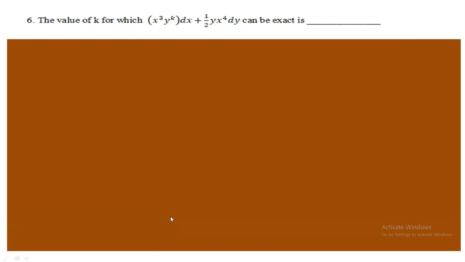Now, having this into account, what comes next is question number 6. This question says, find the value of k for which this given differential equation can be exact, right? So basically there is equal to 0 here, students. It's forgotten, but we must have that one. So your M is x cubed y to the power of k, and your N is 1 over 2 y x to the power of 4.